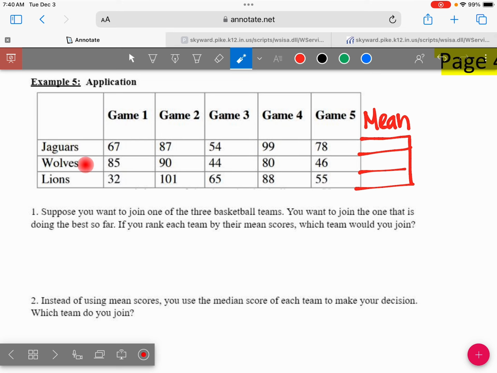So we've got the Jaguars, the Wolves, and the Lions. I want you to add up these 5 numbers divided by 5. Put that there. Do the same thing for the Wolves. Add up their 5 numbers divided by 5. Put that there. And do the same thing for the Lions. Add up these 5 numbers, divide by 5. So I want you to get all 3 means.